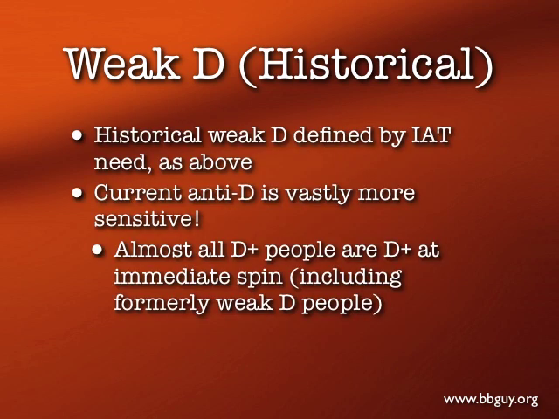Again, historical weak D was defined by the need to do an IAT, but currently, with the monoclonal-polyclonal blends that we use now, almost all D-positive people are really D-positive at immediate spin. That includes people that would formerly be called weak D. So it's certainly possible, thinking back to our case examples at the beginning, for someone who's been D-negative forever, or seemingly forever, to suddenly turn up as D-positive if your reagent changes, for example. Now this is specifically looking at weak D. When I say almost all D-positive people, that includes the majority of people that will be called partial D.